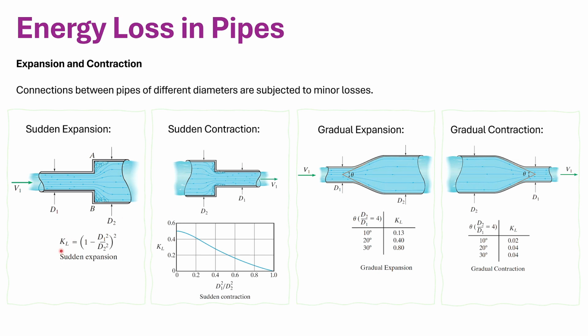So K sub L for a sudden expansion depends on the diameter of the pipes. It is equal to 1 minus d1 squared over d2 squared, everything to the power of 2. For sudden contraction, you have to use this graph in order to find the KL value. And we have tables based on the theta that we have here and here, which you use to get the KL value for each of those theta angles for gradual expansion and gradual contraction.